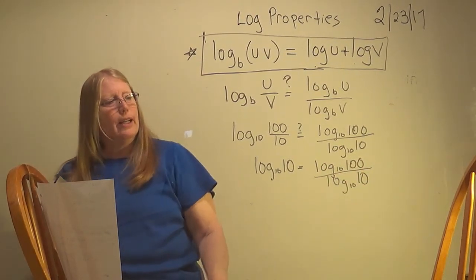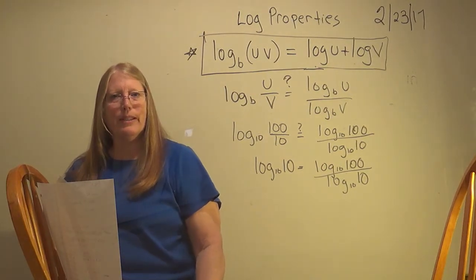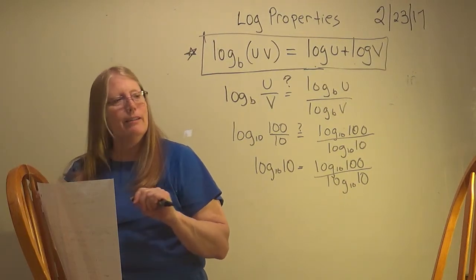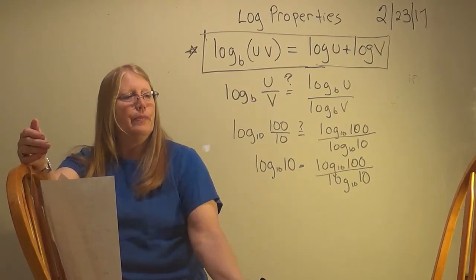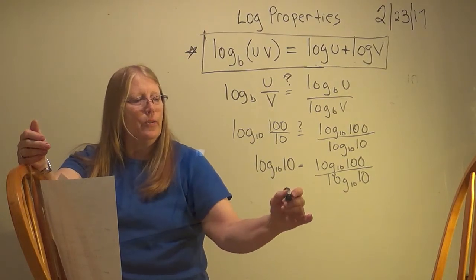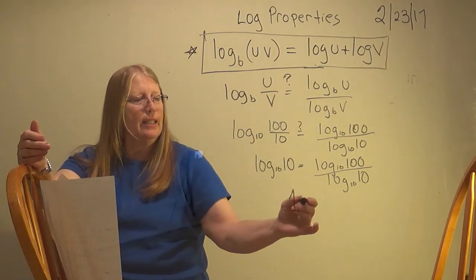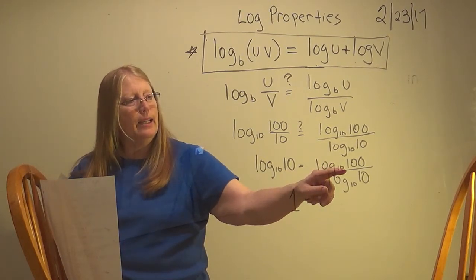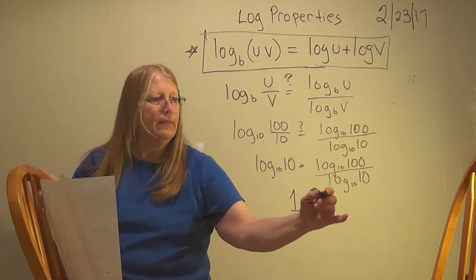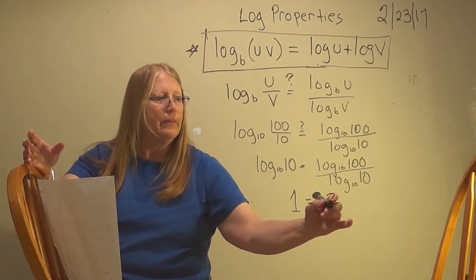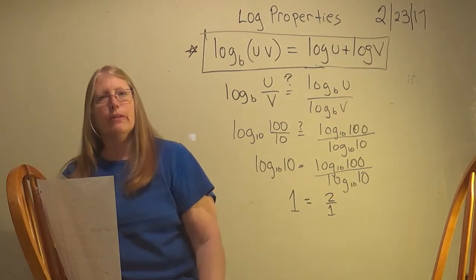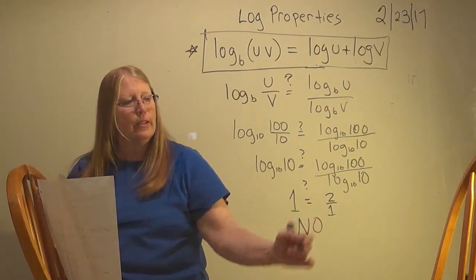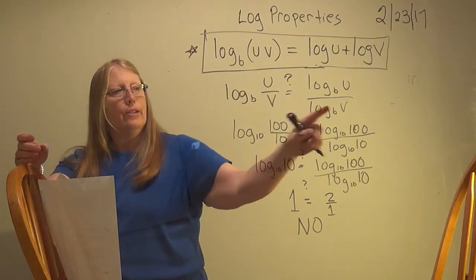Alright, so now is our moment of truth to see if this is a principle that holds true, at least in one circumstance. So log to the base 10 of 10 is 1. What exponent do I give 10 to get 10? On the top of this fraction, log to the base 10 of 100 is 2, and on the bottom is 1. Is 1 equal to 2 over 1? No, the question mark has been answered. So, this is not true.